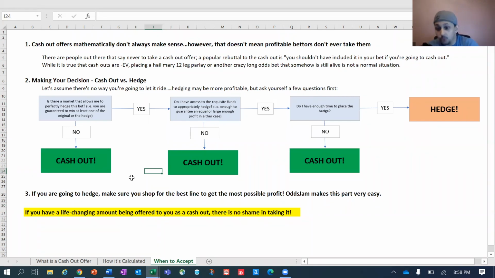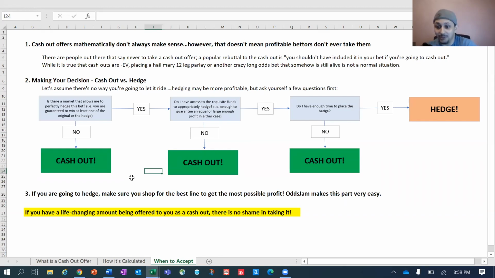So let's assume that you can perfectly hedge it. Let's say you have the 49ers money line in the Sunday night game tomorrow night. Do I have the requisite funds to appropriately hedge this? Do I have, let's say, $10,000 to put down on the Colts? A, can I deposit that and put it in before this game happens? B, will a sportsbook let me bet that? C, am I comfortable doing that? If any of those questions are answered no, you can just cash it out.